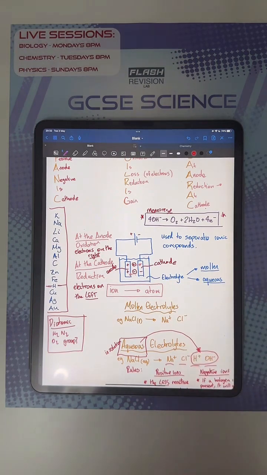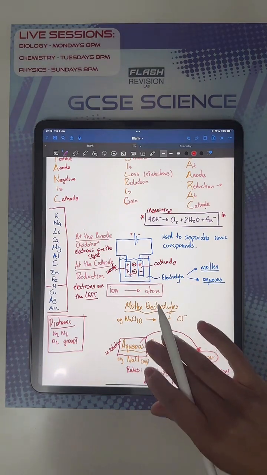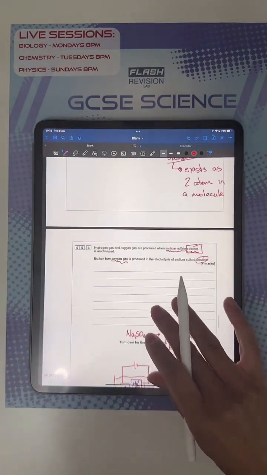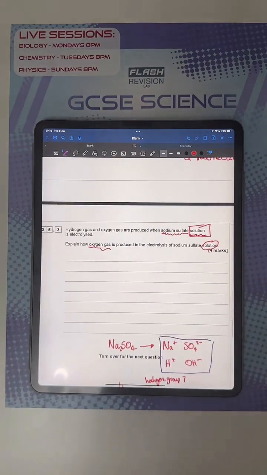Yes, I do have a mnemonic for the reactivity series. Check out the video that we posted last week. It's on the page.